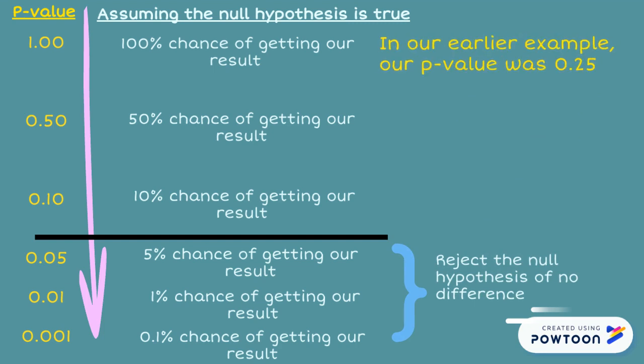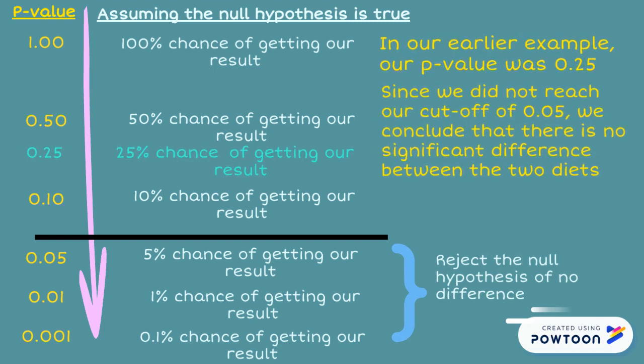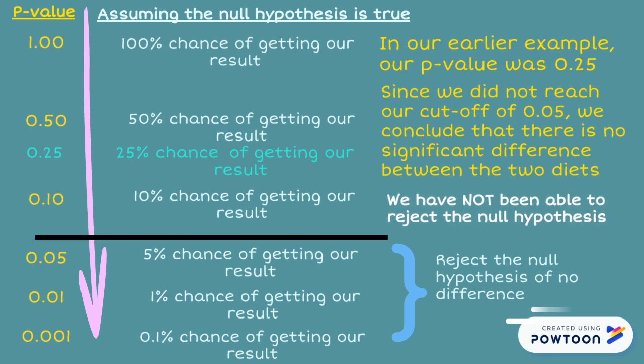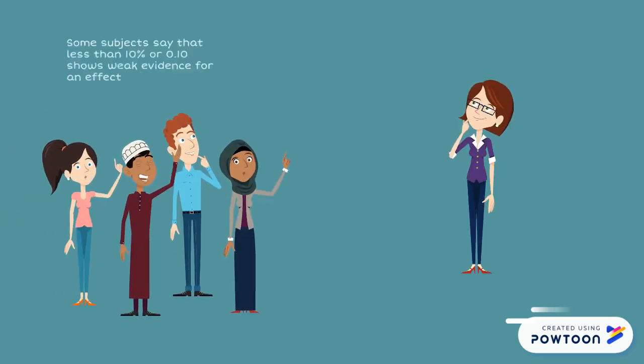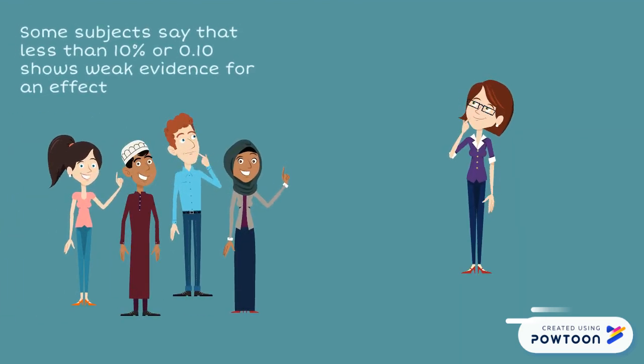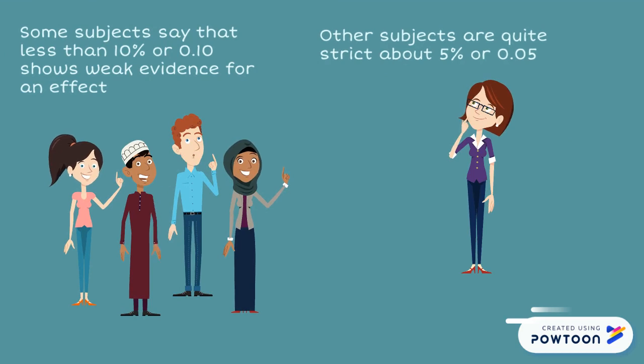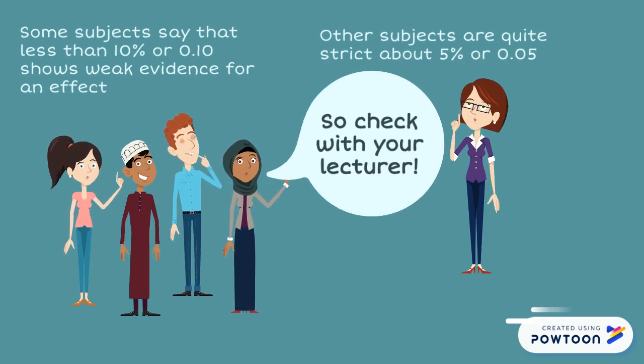In our earlier example, our p-value was 0.25. Since we did not reach our cutoff of 0.05, we conclude that there is no significant difference between the two diets. We have not been able to reject the null hypothesis. Some subjects say that less than 10% shows weak evidence for an effect, whilst others are very strict about 5%, so check with your lecturer.